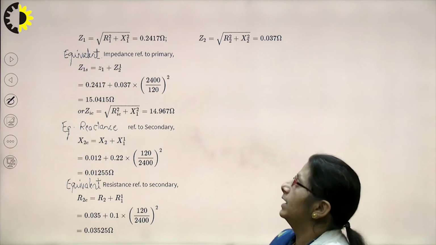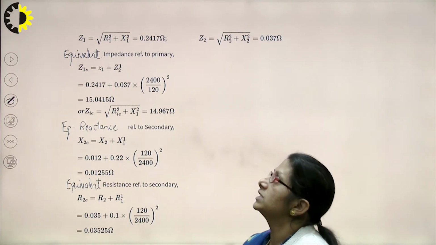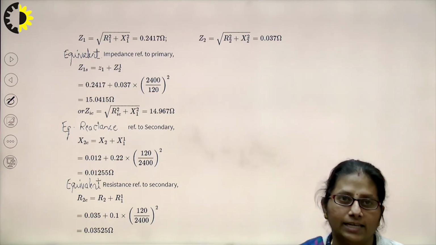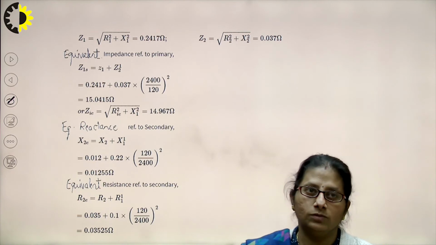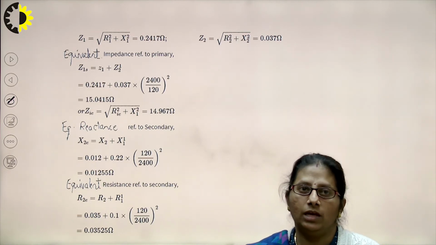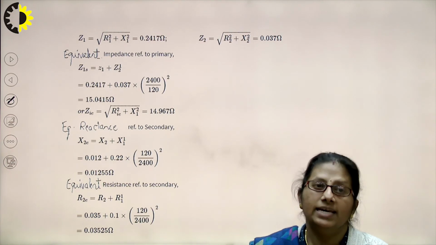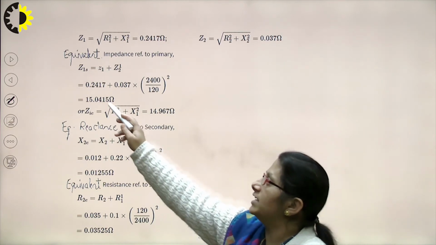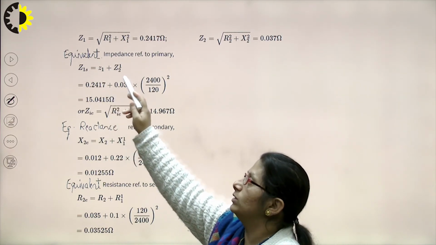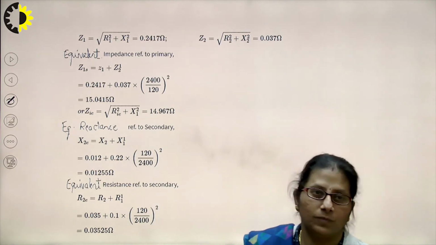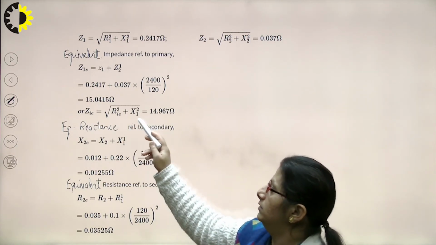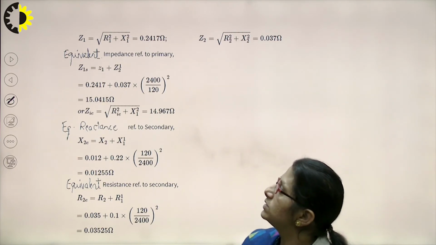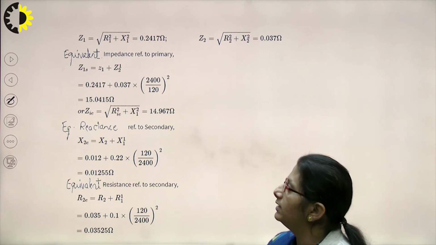Z1 can be given by under root of R1 square plus X1 square, what we just found. So, that is 0.2417 ohms, and Z2 will be given as 0.037 ohms. Equivalent impedance referred to primary can be given as Z1 plus Z2 dash. Z1 we just found as 0.2417, plus Z2 dash, which is K square of Z2. So, that will be 15.0515 ohms, right.